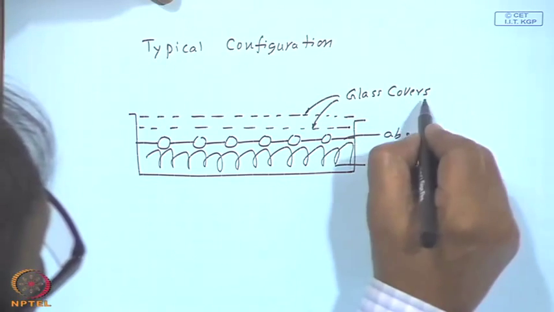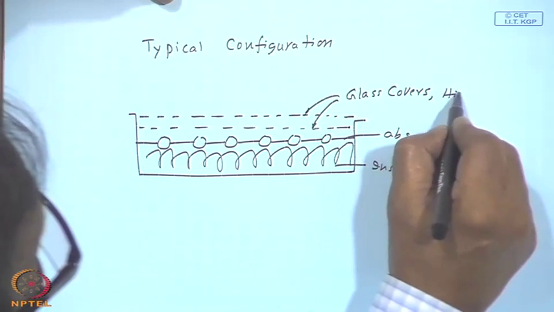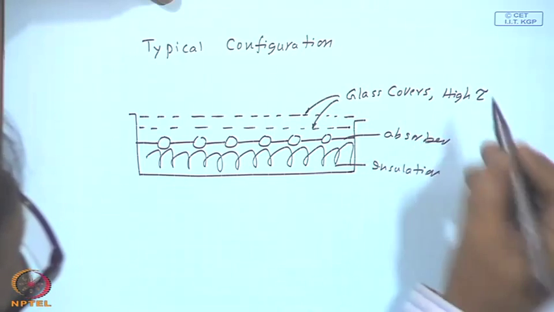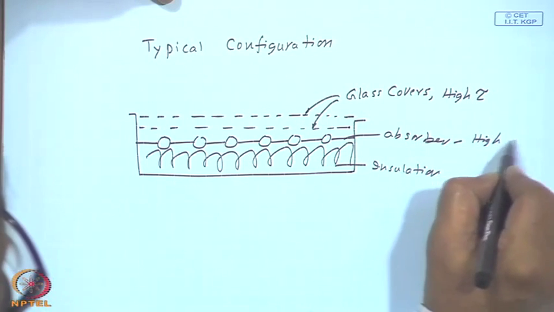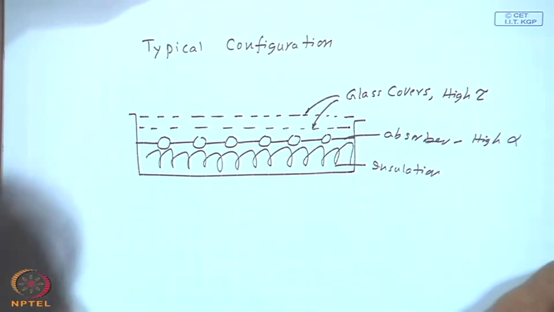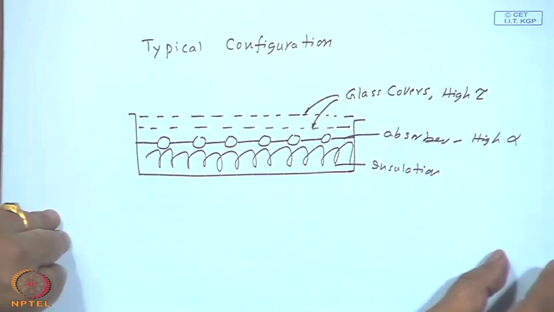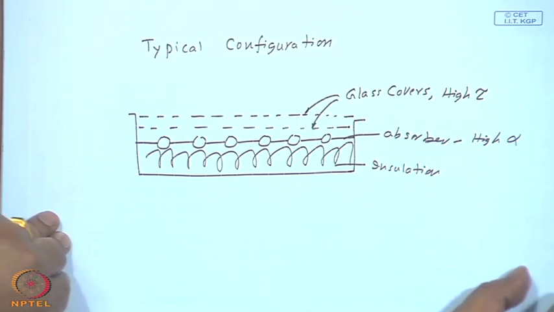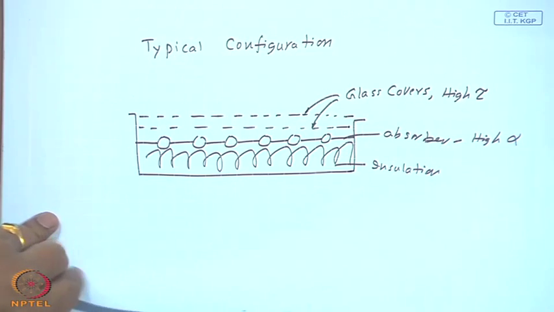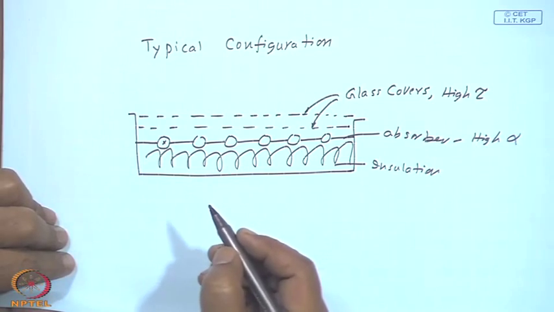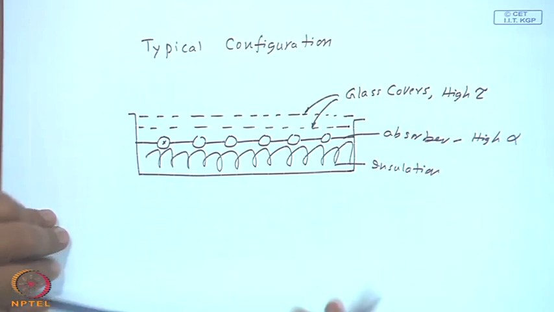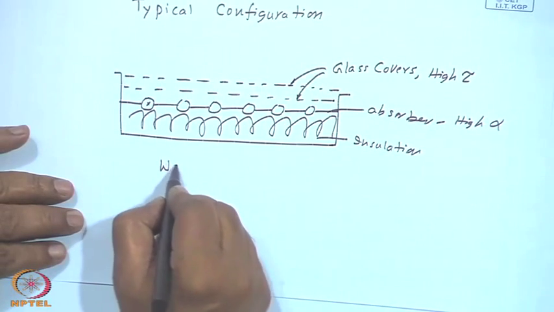My properties are, this should have a high transmittance tau, this should have a high alpha. We will not at the moment worry about a high alpha and a low epsilon, but let us say it has got a high absorptivity. And fluid flows perpendicular to the plane of the board through these tubes. This is a typical water heater.